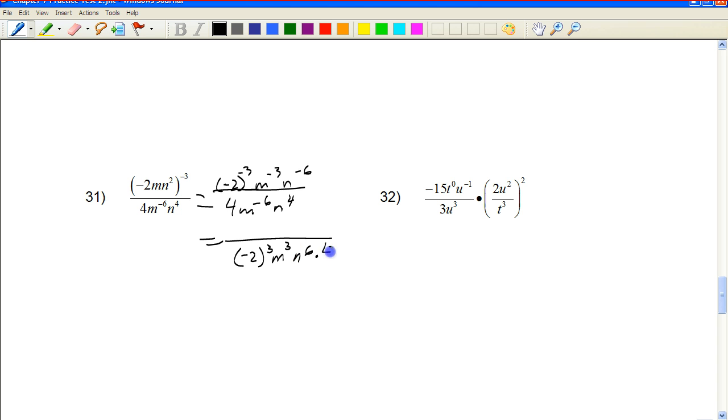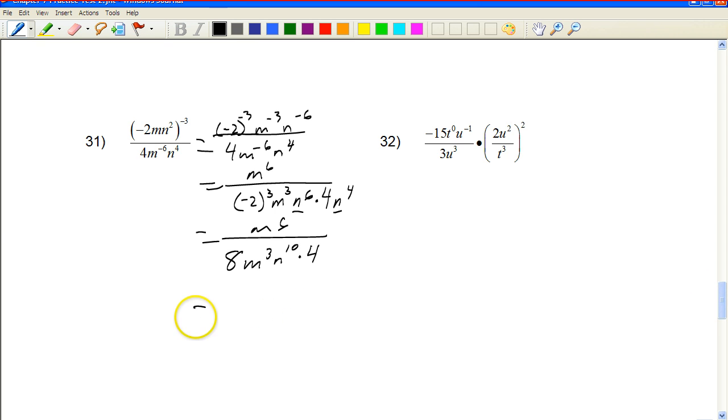4 stays down below. M to the 6 goes up as positive. N to the 4 stays down. So on the top we have m to the 6. On the bottom we have negative 2 to the third, which is 8, m to the third, and then I'm going to do these two n's together, so it's n to the 10th and then times 4. We can do one more step here, equals the m's fight, so the top wins by 3. 8 times 4 is 32. N to the 10th is what's left then.